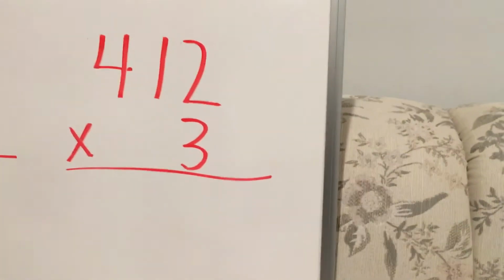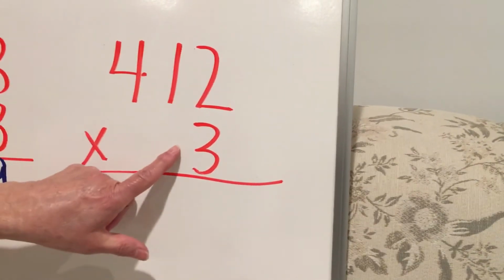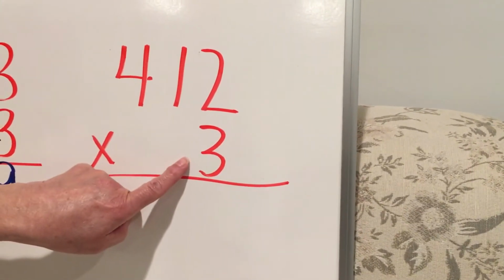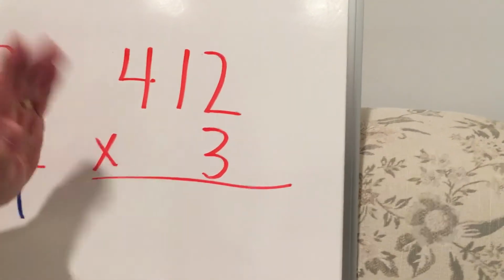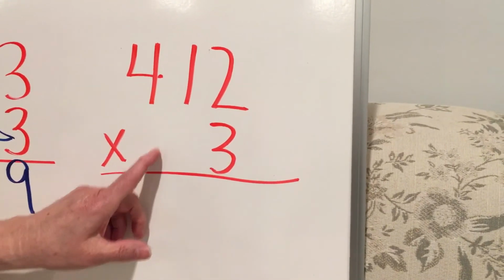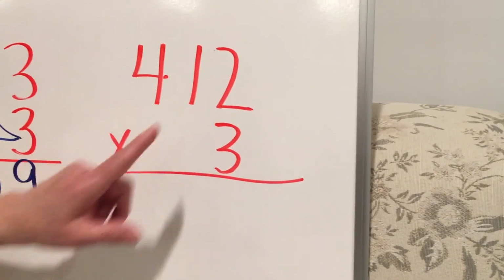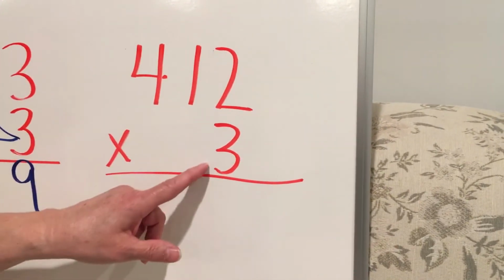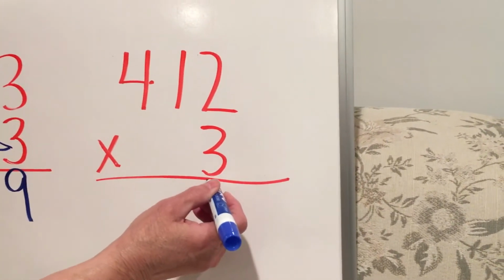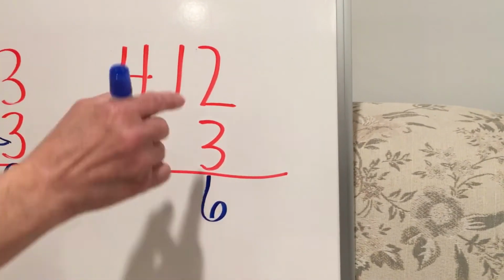Let's try one more. Let's multiply 412 times 3. We're going to multiply the 4 times 3, the 1 times 3, and the 2 times 3. But we're going to start at the end. And here we find 3 times 2. That's 2 plus 2 plus 2. 2 plus 2 plus 2 equals 6. 3 times 2 equals 6. The answer is 6, and I'm going to put it directly underneath of the 2 to make a nice straight column. The 2 is now finished.